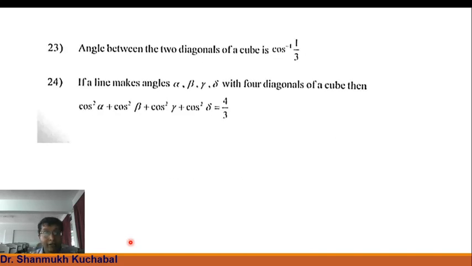The last two points, let us discuss those. The angle between two diagonals of a cube is given by cos inverse of 1 by root 3. Next, if a line makes angles alpha, beta, gamma and delta with the 4 diagonals of a cube, then it is given by the formula cos square alpha plus cos square beta plus cos square gamma plus cos square delta equals 4 by 3. Using that expression we can represent it.